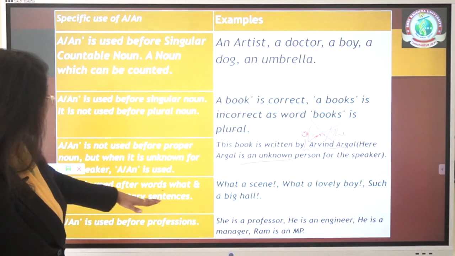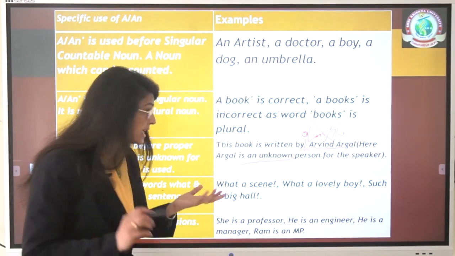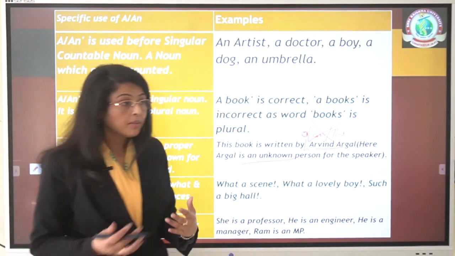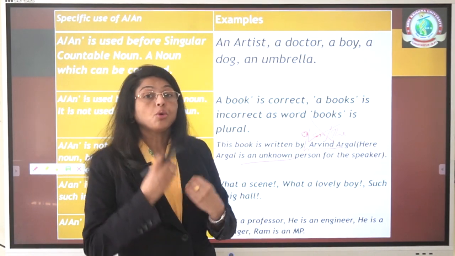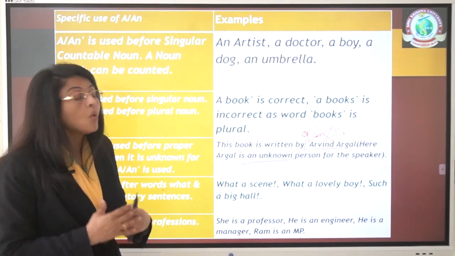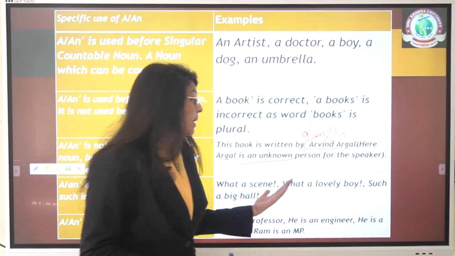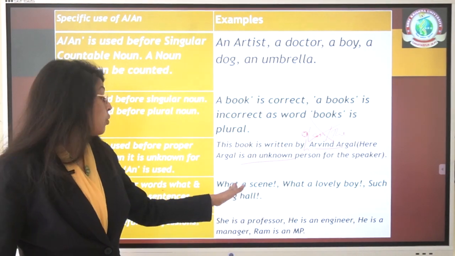Coming on to A and AN, they are used after words like what and such in exclamatory sentences. Now, what are exclamatory sentences? When there are no words, but your tone is expressing something. If you are happy, you are expressing something. What a beautiful day, right? That is an exclamation, although it begins with a question word.